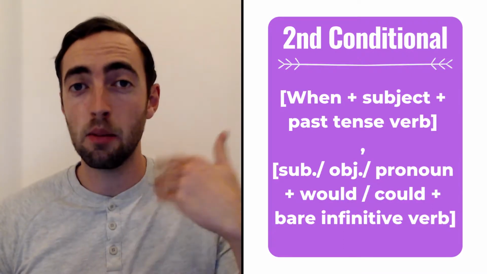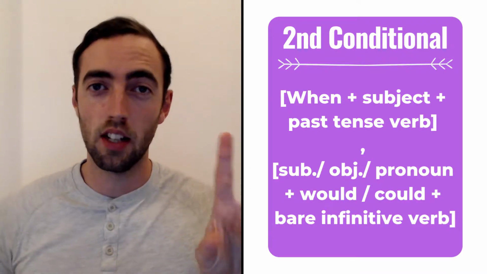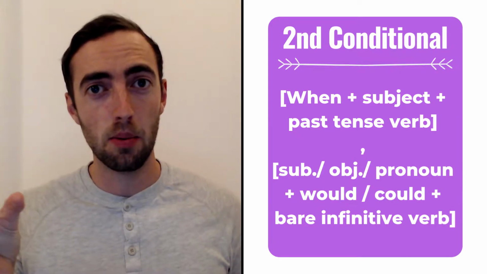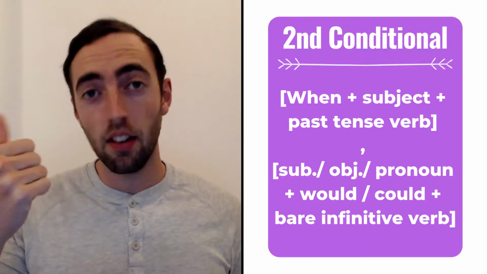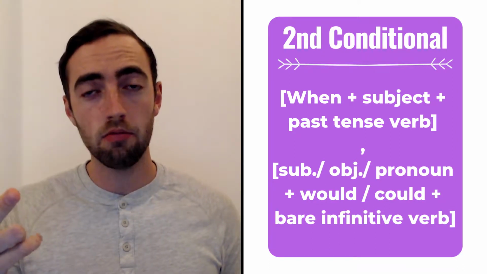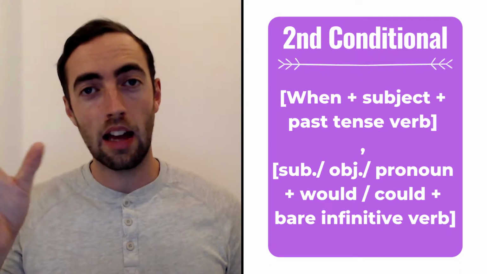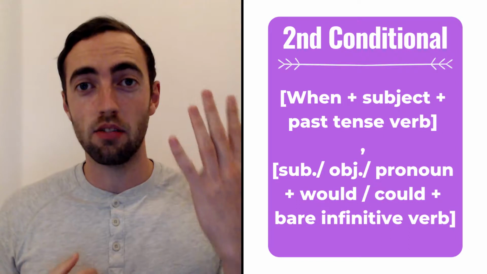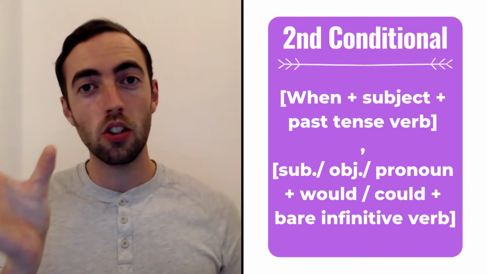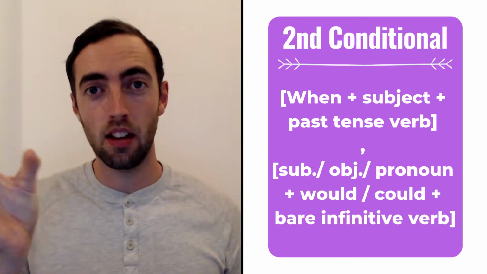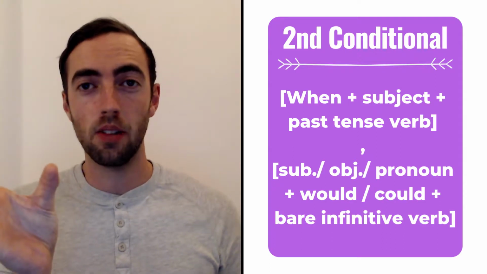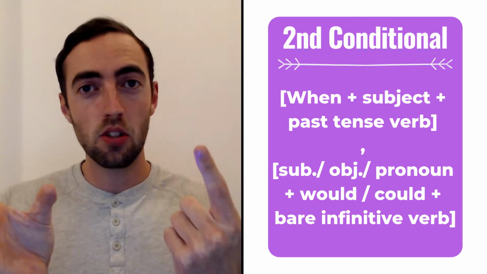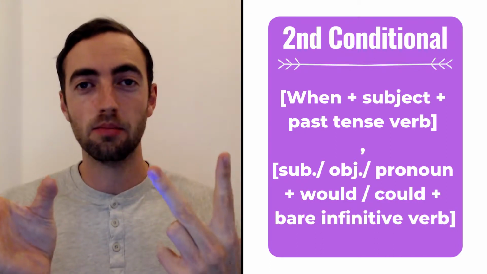The grammar pattern I'm going to show you for the second conditional is: when, a subject, and a past tense verb, a comma, another subject, would, and a bare infinitive verb. If you studied lesson 4 with I would, you can see that I would plus bare infinitive verb is the same pattern. Before that clause, I'm putting when, subject, and a past tense verb.